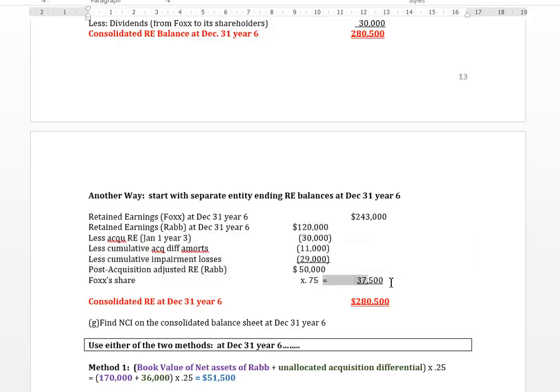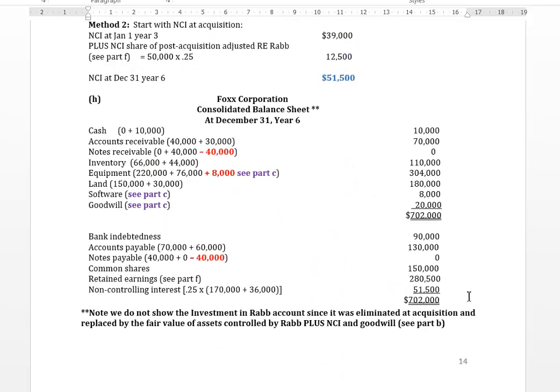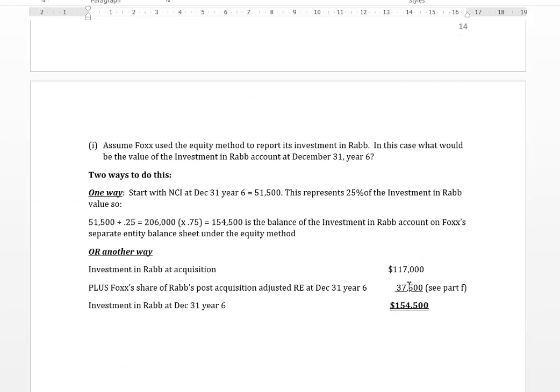So that $37,500 not only affects your ending balance of consolidated retained earnings, but it's also used to help you calculate the value of the investment account. So when we add it to the original cost, we're going to get $154,500, which is exactly what we got under the first method. So those are two ways you can do it.